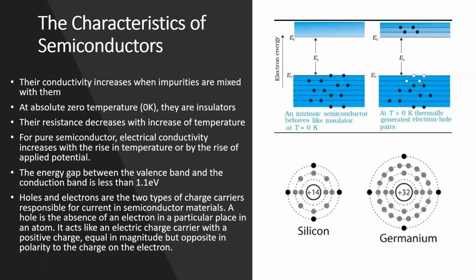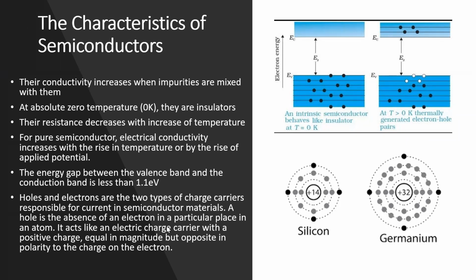Now, what happens when we add impurities to semiconductor? When we add impurities to semiconductor, holes and electrons are the two types of charge carriers which are produced in the semiconductor, and they are responsible for current in semiconductor. What is a hole? Hole is a new concept which is available for conduction only in semiconductors. We do not have holes available for conduction in metals or conductors. So what are these holes?